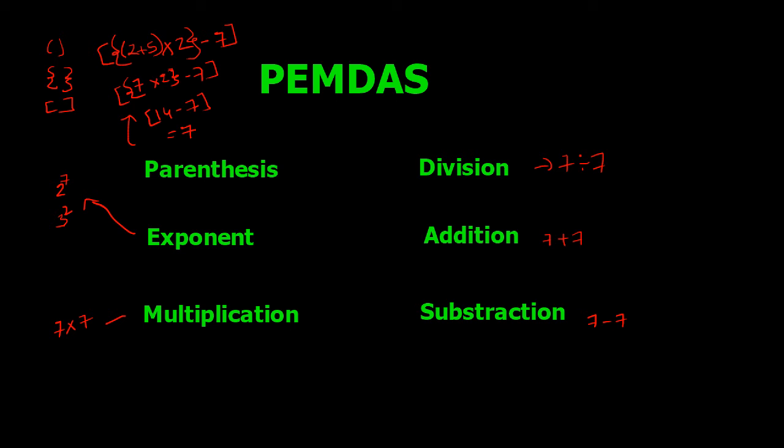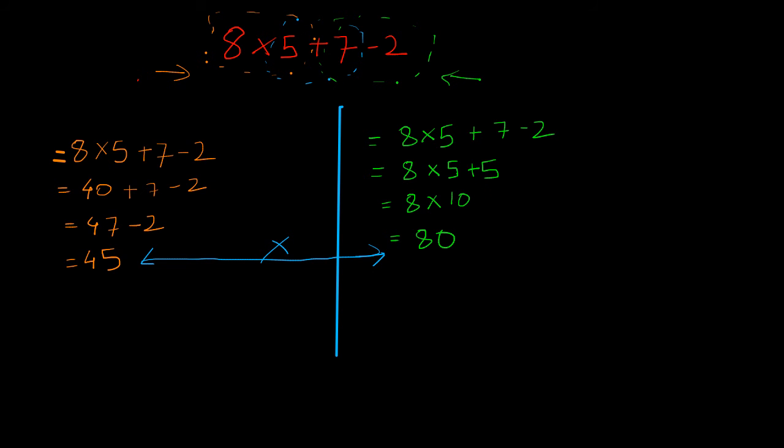So let's go back to the equation that we had before. It's 8 times 5 plus 7 minus 2, and let's see how to solve this. So PEMDAS, parentheses. Is there any parentheses? Basically brackets. Is there any brackets over here? No. Exponents? No. Multiplication? Yes. This is a multiplication. So 8 times 5 is 40 plus 7 minus 2.